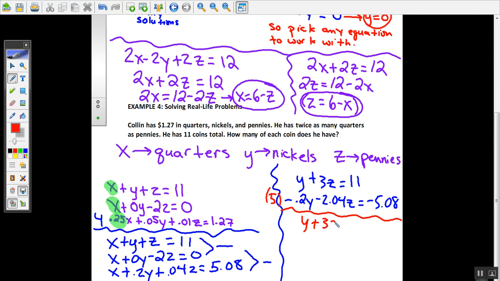Y plus 3z still equal to 11. And then 5 times negative 0.2y is negative 1y. 5 times negative 2.04 is negative 10.2z. And 5 times negative 5.08 is negative 25.4.